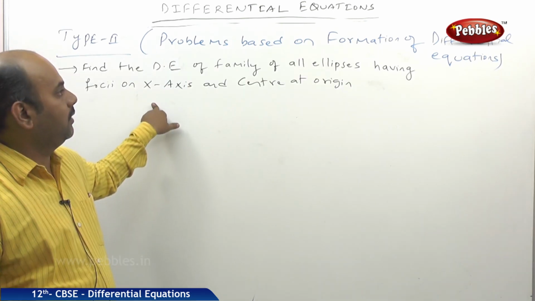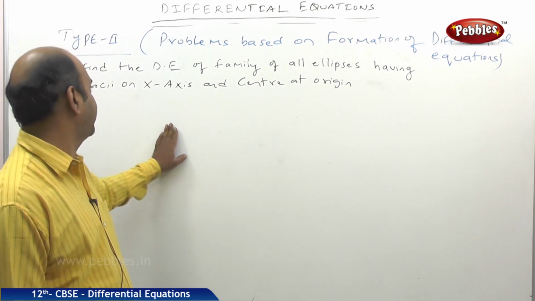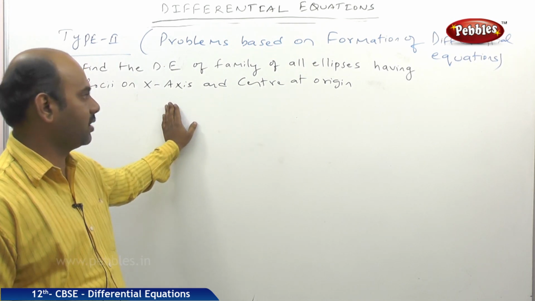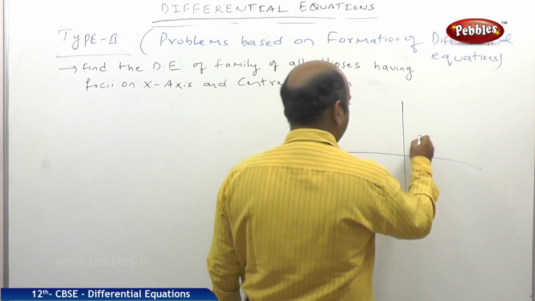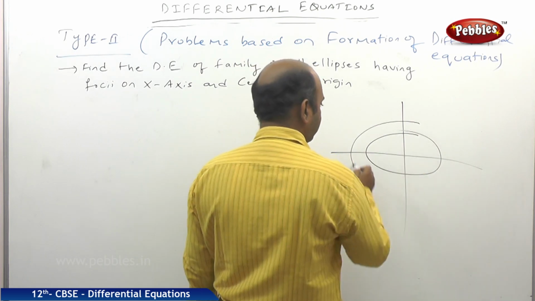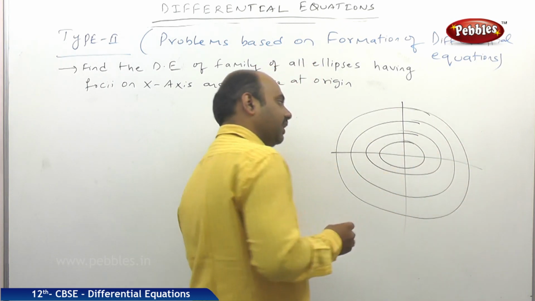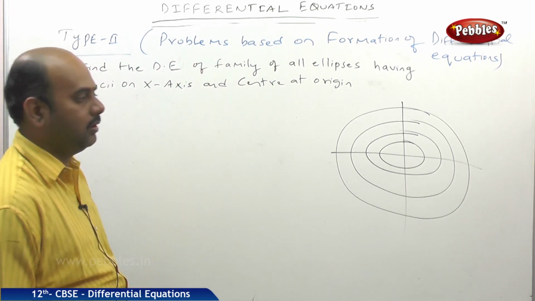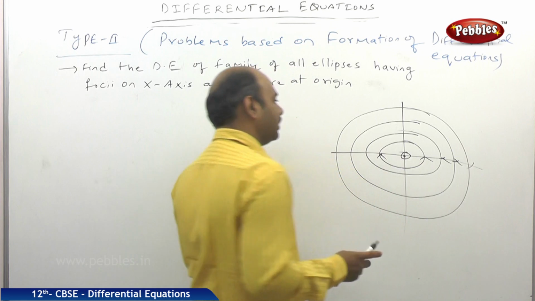Thank you. We shall be seeing an application of differential equations with respect to coordinate geometry. Find the differential equation of the family of all ellipses having foci on x-axis and center at origin. That means foci on x-axis means the ellipse will be like this. So another ellipse, another ellipse. That means we need to find a differential equation of this kind of ellipses having center at origin and foci on x-axis. These are all foci, and this is the center.